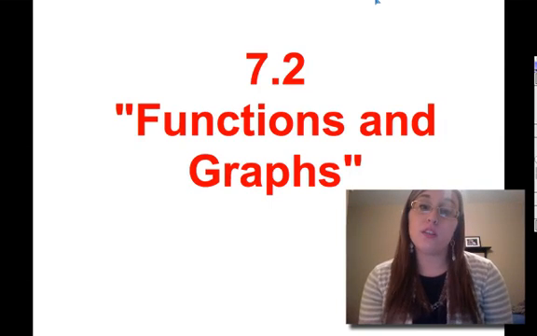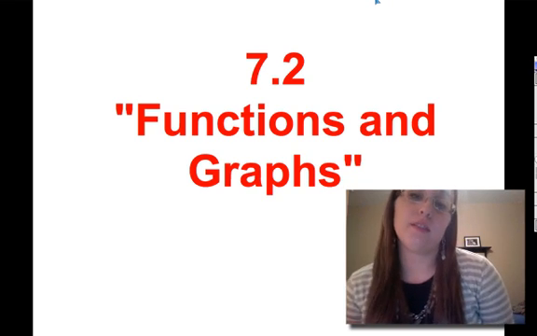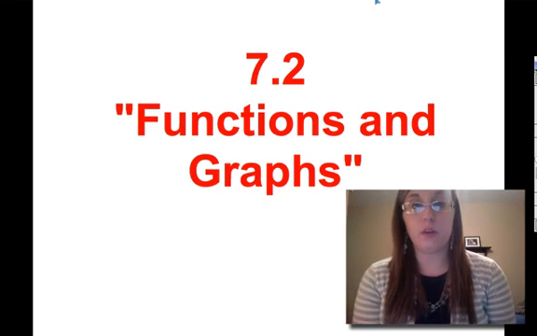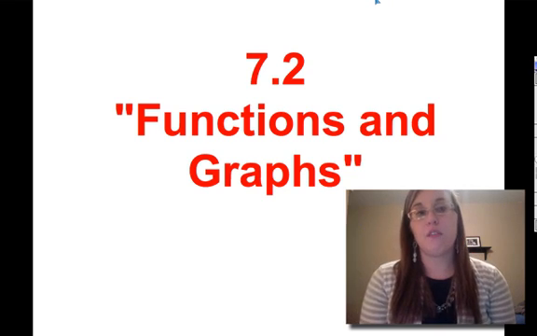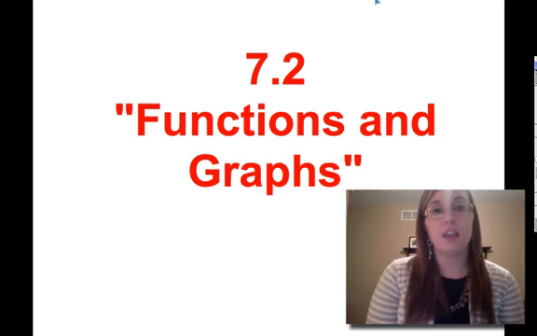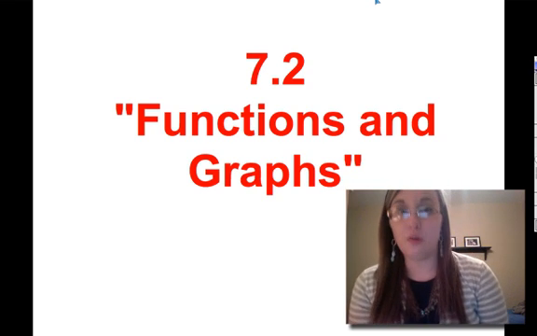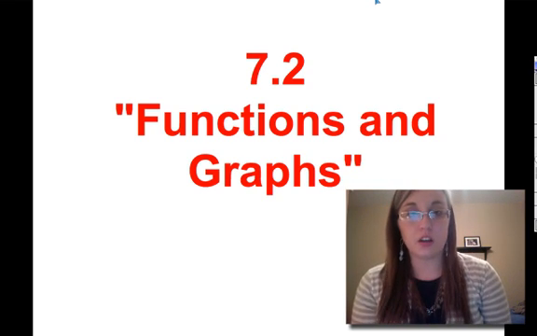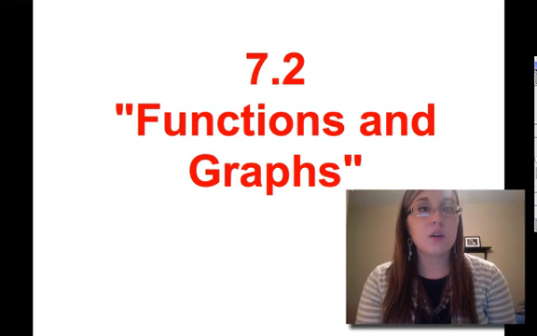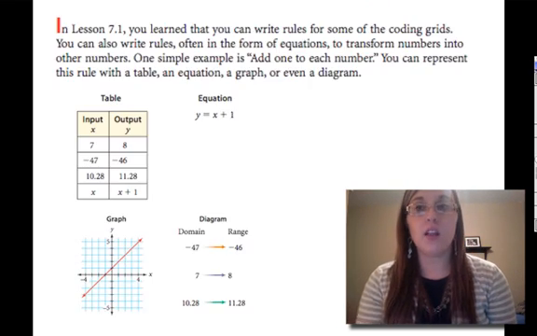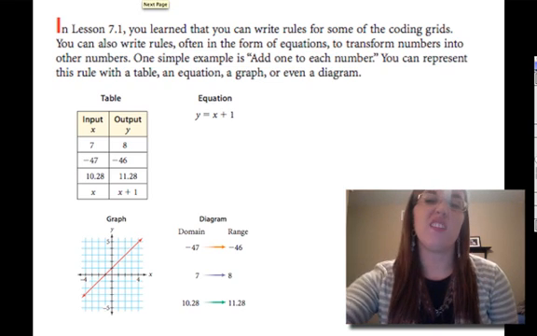Next, 7.2, functions and graphs. If you'll recall from 7.1, we talked about the idea of a function and the idea that every input gives exactly one output, being the defining feature of a function. What we're going to talk about today is all of the ways that we can figure out if that is true, if that's a function or not.